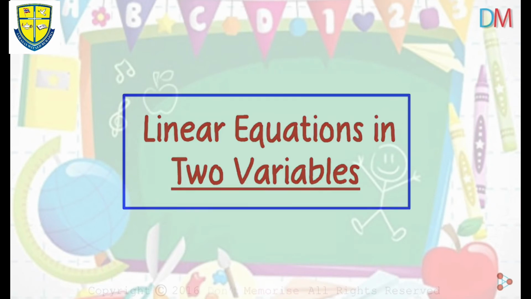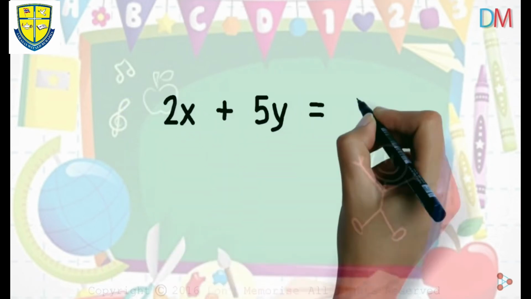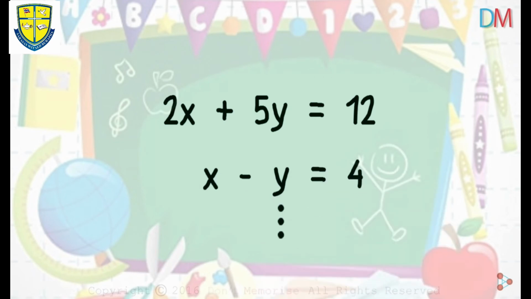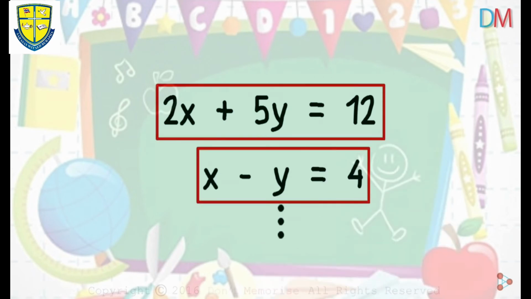We've seen equations like 2x plus 5y equals 12 or x minus y equals 4 and so on. These are examples of linear equations in two variables. Each of the equations has two variables, x and y. But how do we generalize it? How can we define it?